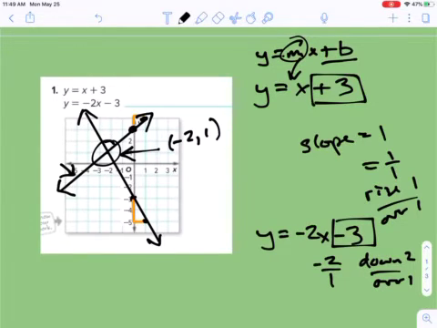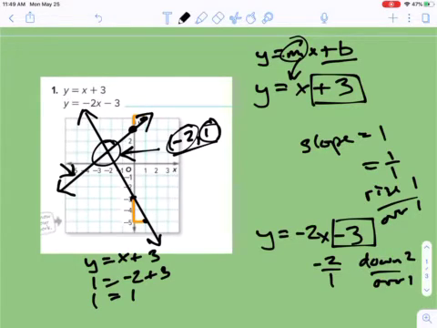So the last thing you do with this, and this is kind of important, is you're going to take this negative 2, 1, and we're going to put it into both equations to see if it works. So I'm going to take my first equation, which is y equals x plus 3, and I'm going to substitute 1 in for y. I'm going to substitute negative 2 in for x. And I'm going to see if that makes a true statement. So I get 1. 3 plus negative 2 is 1. So it works for this one. So for this one, it checks out.